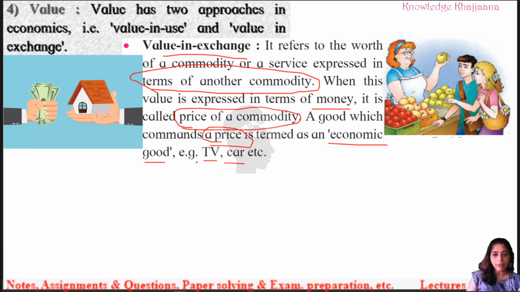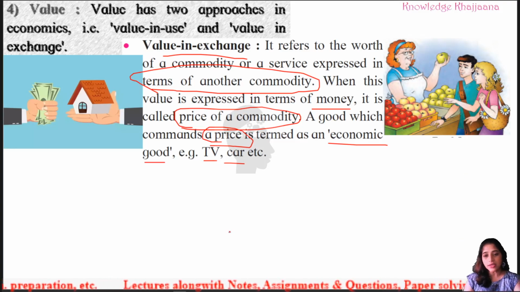We have to pay money to get the car because it can be purchased. The TV has worth only when payment has been made for purchasing it. The car has worth when we pay for purchasing it. So these are called economic goods.